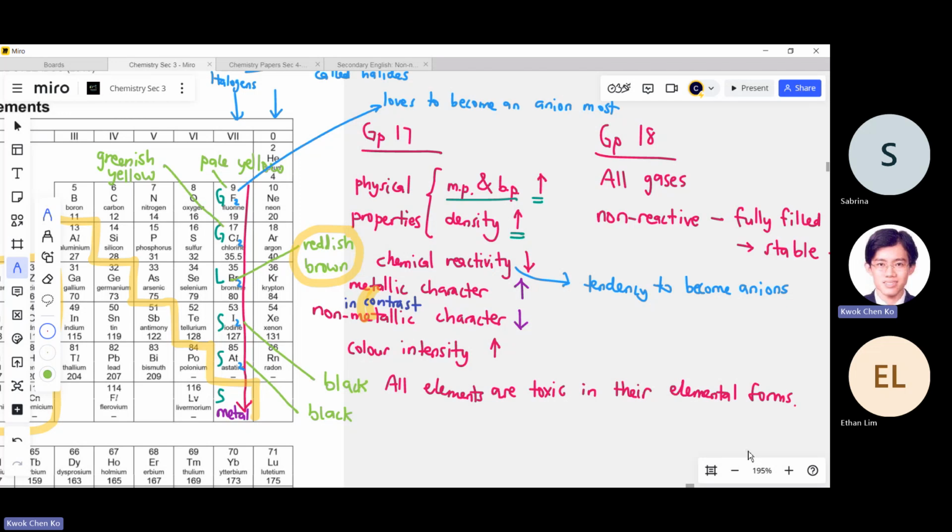So F2, Cl2, Br2, I2, At2, if you can find it, all of them are toxic, especially in the vapor form. But don't forget, how about NaCl? Now it's in a compound form already. Is it toxic? I mean, it's bad for health, but it's not exactly toxic. So just be a bit mindful about that. They are only toxic in their elemental forms. F2, Cl2, Br2. But once in a compound form like sodium fluoride, potassium fluoride, they are relatively safe. And so just be a bit mindful of that.